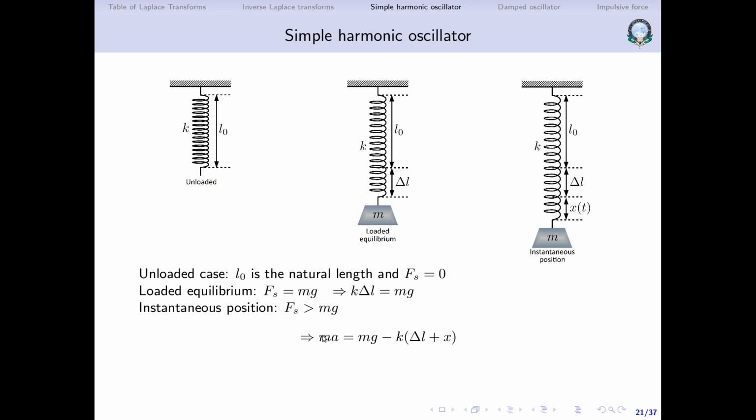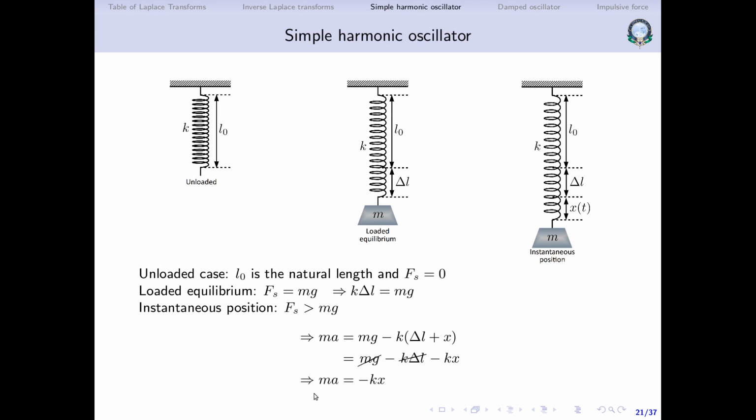Okay, so using Newton's second law, net force is equal to m into a. I'm taking the downward direction as the positive direction, so m into a is equal to mg minus, because the spring force will be directed upwards, and the spring force is nothing but K times the extension in the spring with respect to its natural length. So with respect to its natural length, what is the extension? Delta L plus x. So K into delta L plus x. Okay, so mg and K delta L will get cancelled, because in the loaded equilibrium condition we have seen mg is equal to k delta L, so these two will get cancelled.